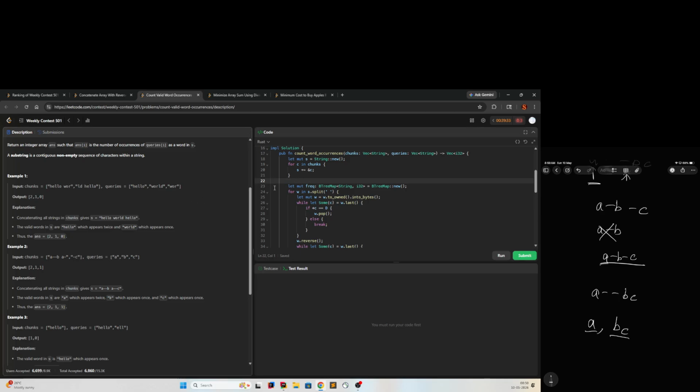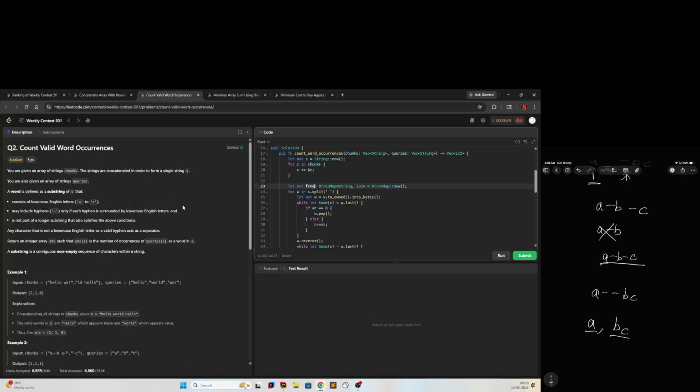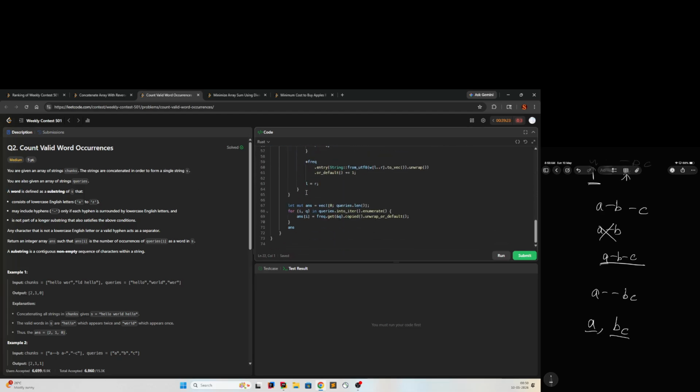And then I maintain a frequency map. This will store the frequency of each valid word present in the string. How we compute it, we'll come to that. But yeah, then we'll iterate over the queries, and for each query, we just check its frequency. Now, how to calculate this frequency?